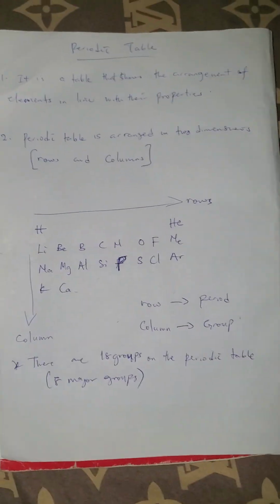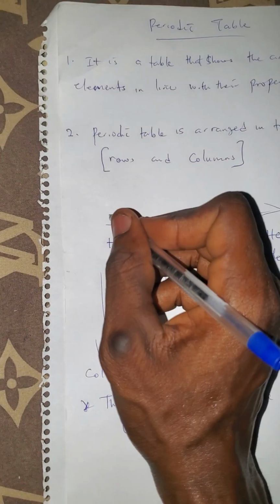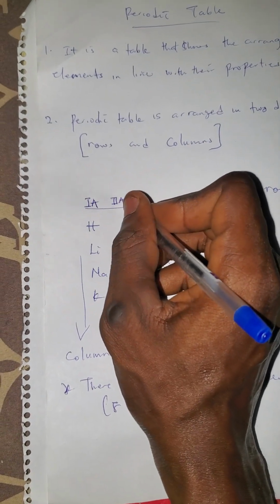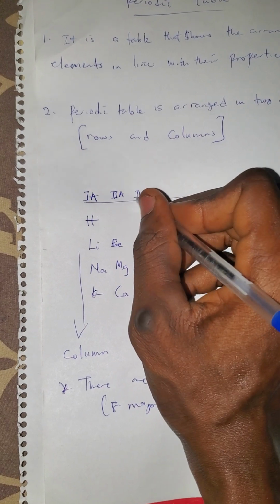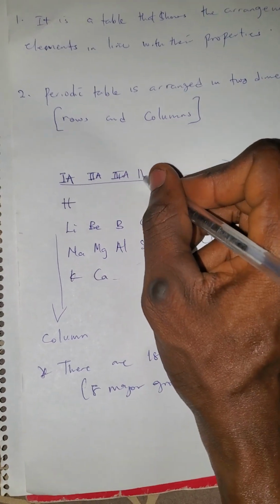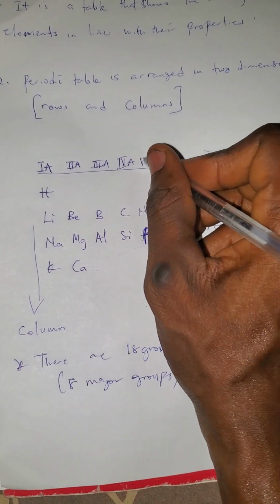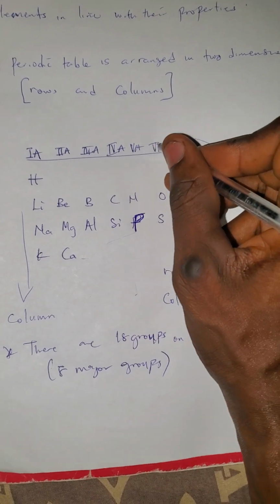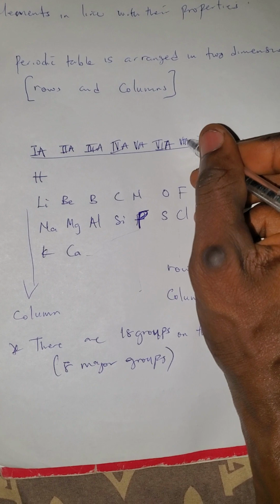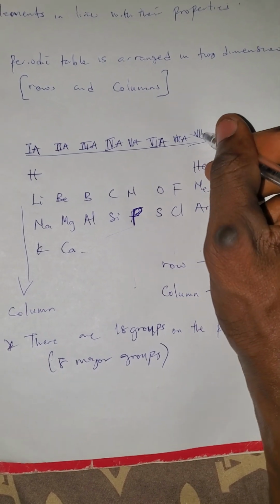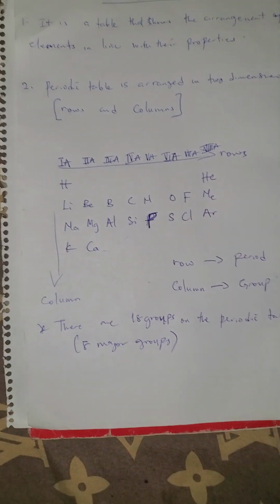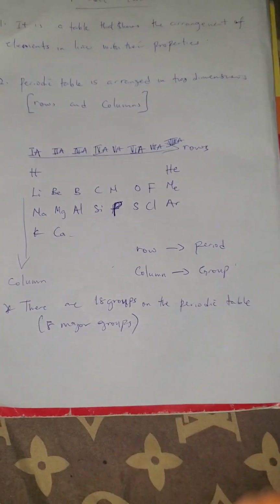And these are they. That is why when you want to name this, you name it as group 1A. You name the second one as group 2A, the third one group 3A, this one group 4A, this one group 5A, this one group 6A, this one group 7A, and this one group 8A. That is why we put A there.